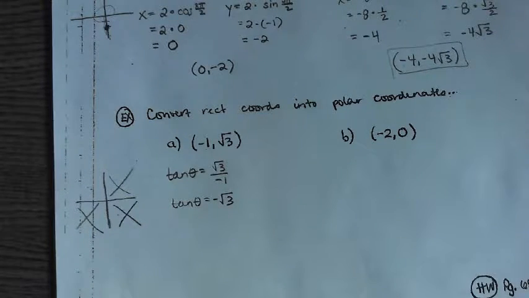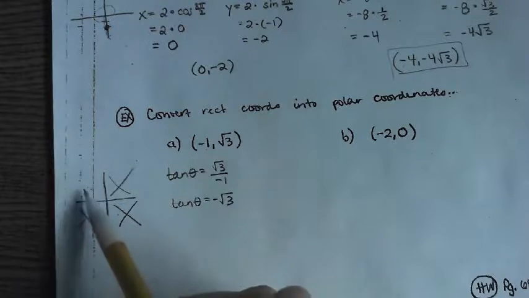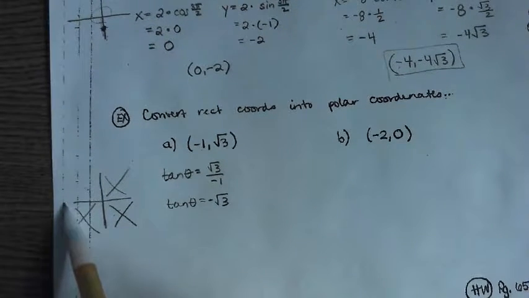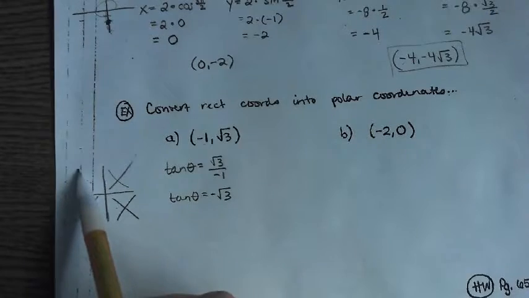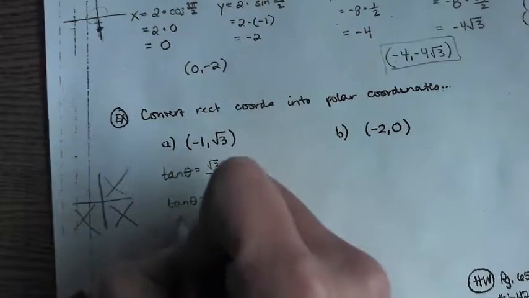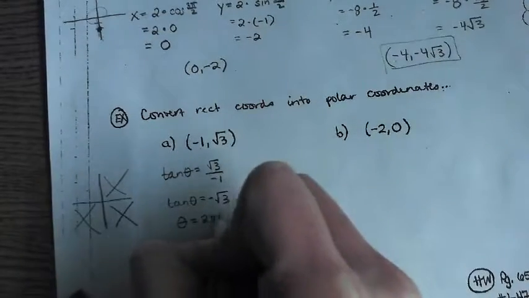So what is the theta? Let's start with a reference angle. What is the reference angle that has a tangent of radical 3? Pi over 3. And since we're a second quadrant version of pi over 3, this is 3 pi over 3. So this would have to be 2 pi over 3. So theta is definitely 2 pi over 3.